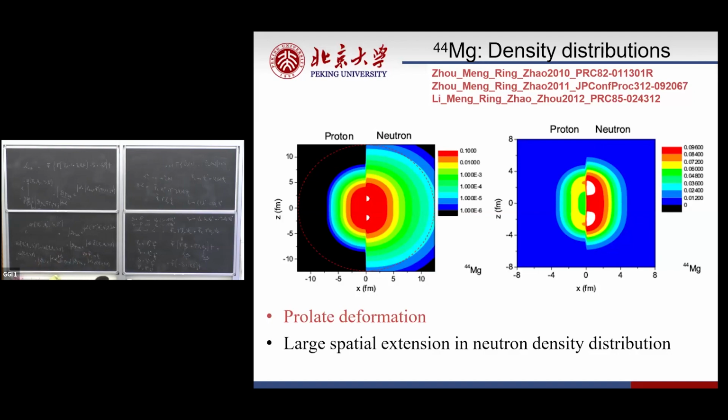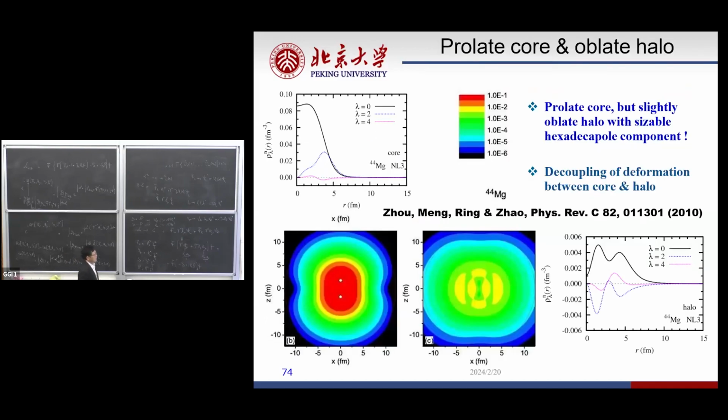You could see here, this is the density distribution, right? This is the neutron, and this is the proton, and this is in logarithm scale, and this is in normal scale. This nucleus is found to be prolate deformed. And also there is a large spatial neutron distribution compared with the protons.